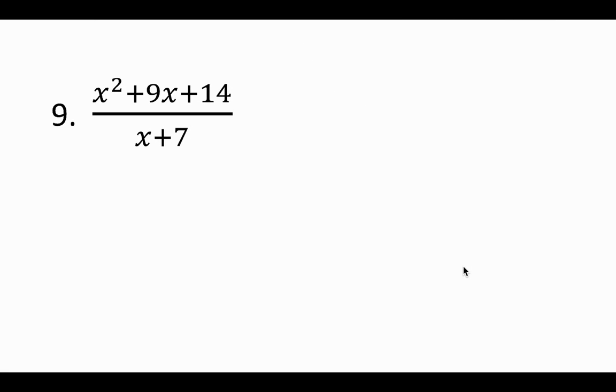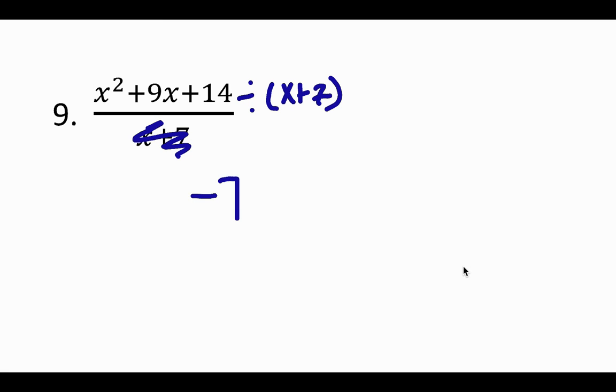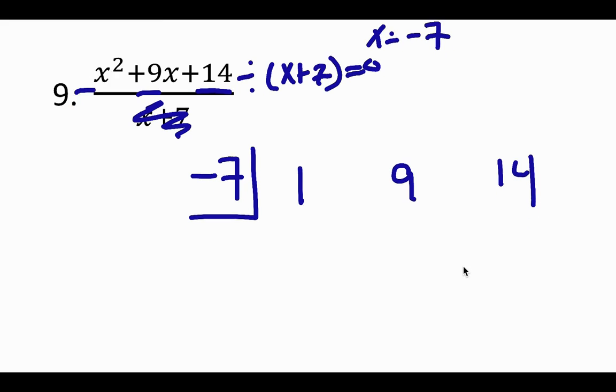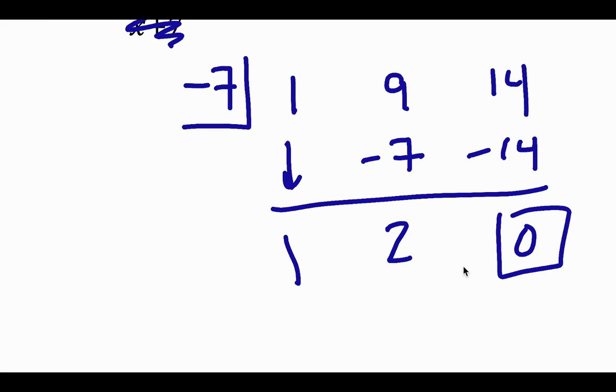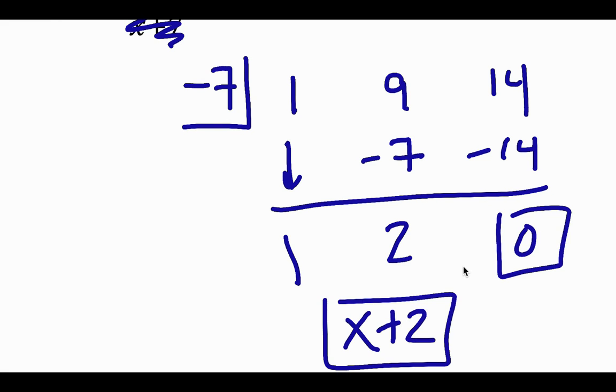Let's take a look at number 9. The setup here is a little different, so if you want to rewrite that like this, you may find it helpful. So what's going to go in our box is a negative 7. Again, you would set this equal to 0 and solve for x. So negative 7 goes in our box. I'm taking my coefficients, 1, 9, and 14. Always drop the first number. Multiply, then add, then multiply, then add. x plus 2 is our answer, no remainder.